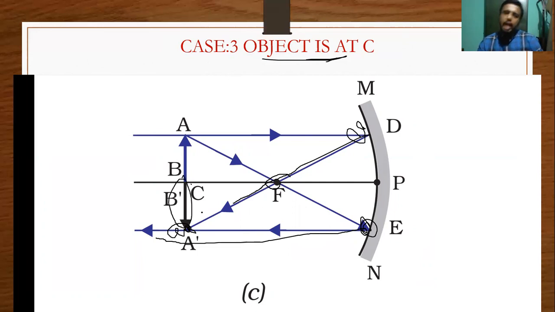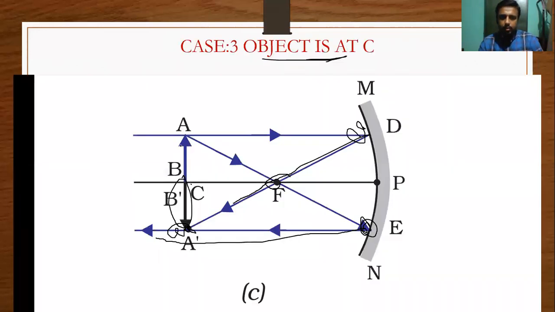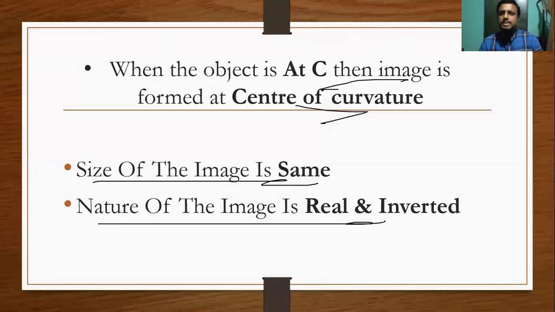The image is real and inverted. When the object is at C, the image is formed at the center of curvature. So when you place the object at the center of curvature, the image is also formed at the center of curvature. The size of the image is the same, as you can see in the ray diagram also. The nature of the image is real as well as inverted.